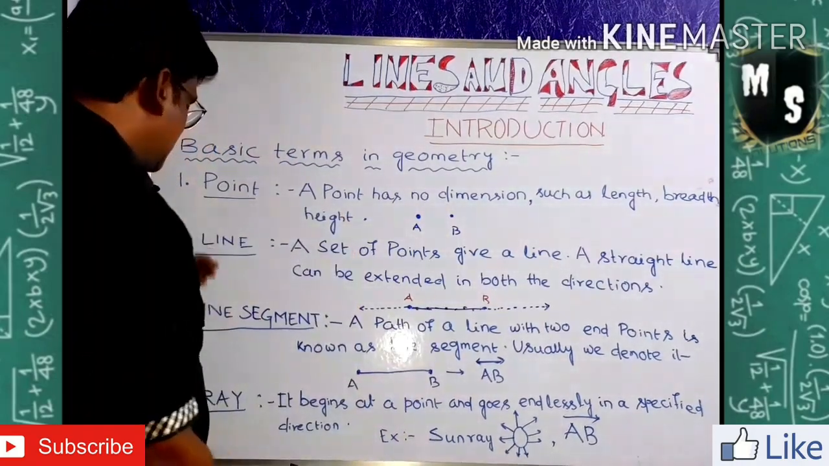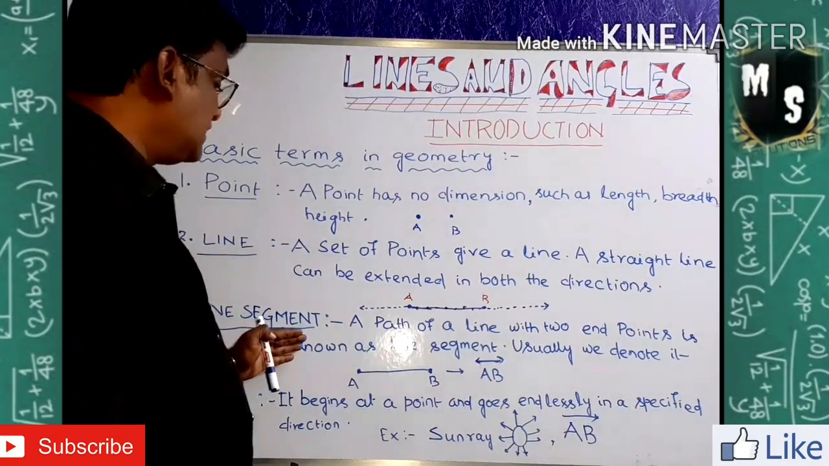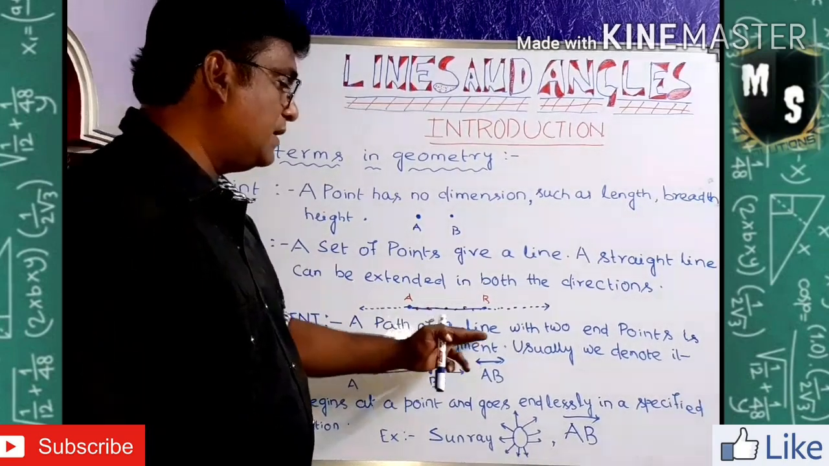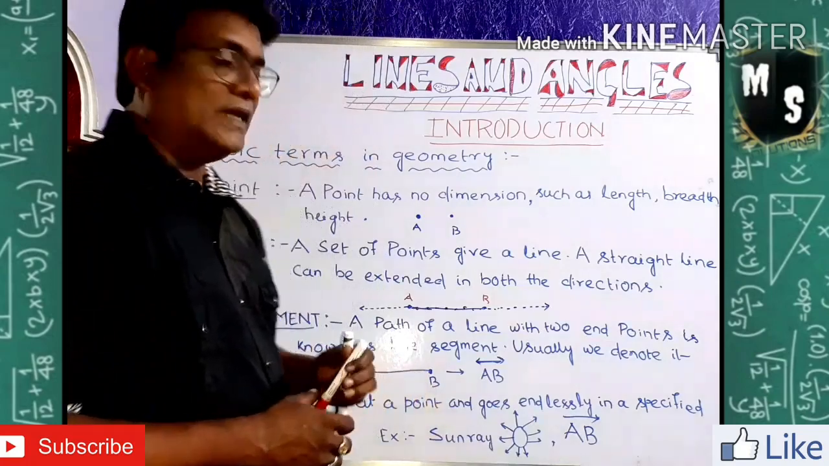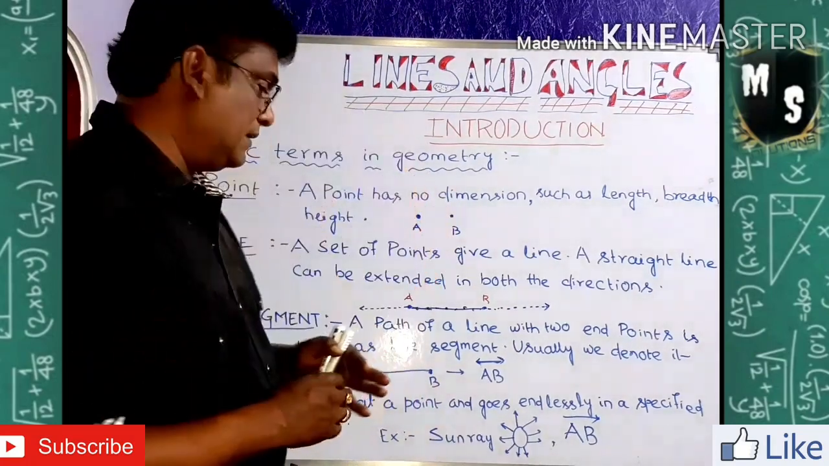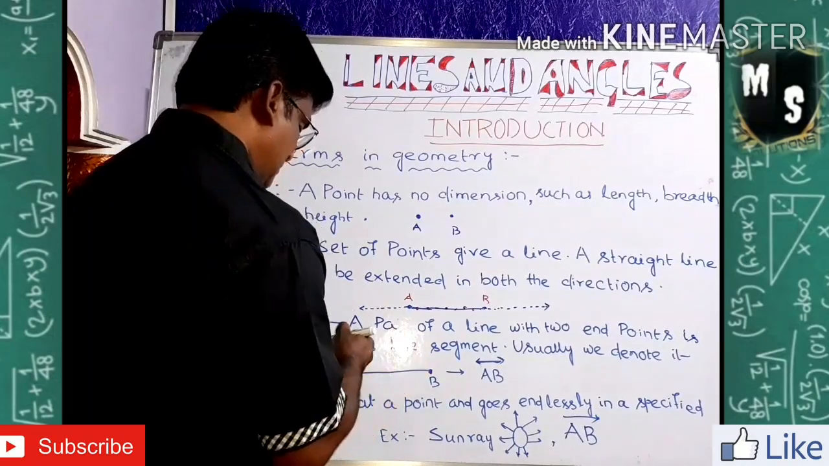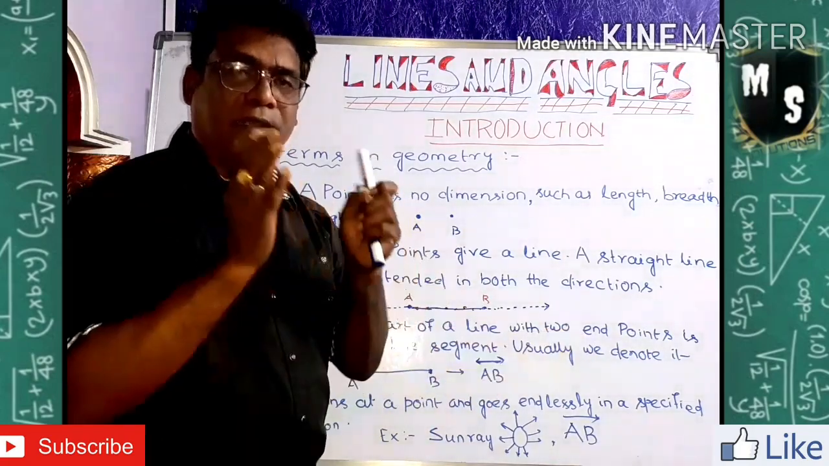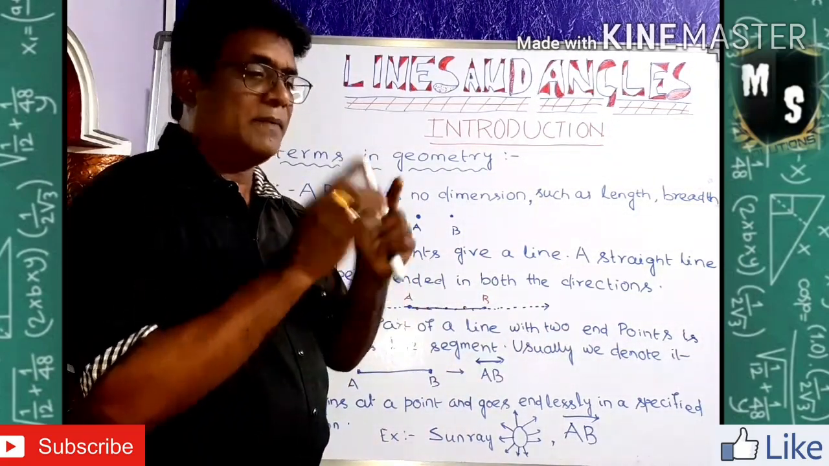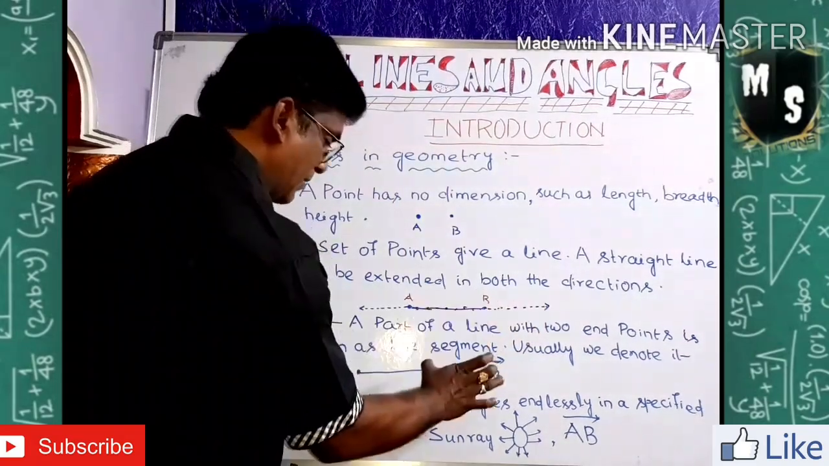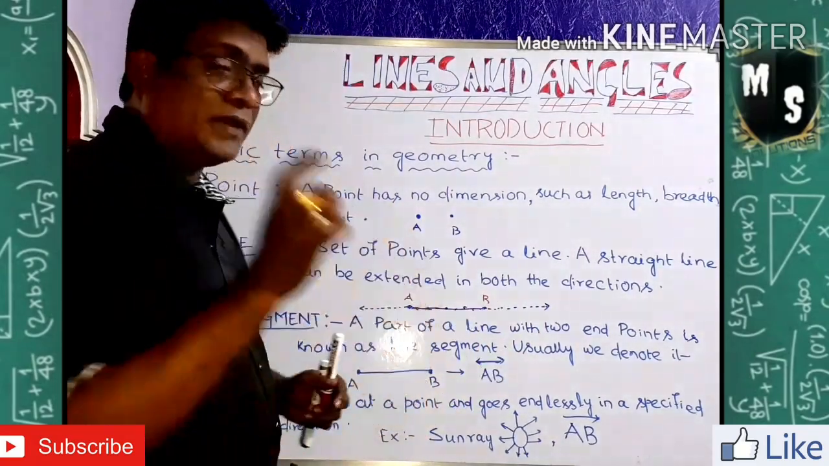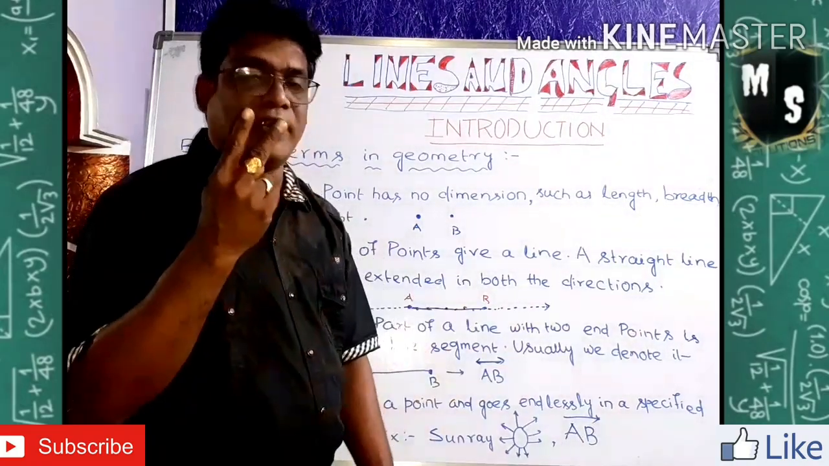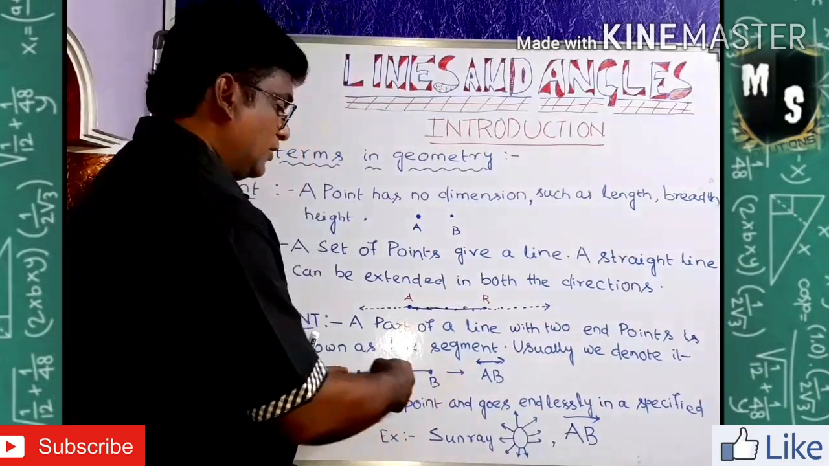I hope you understood. Next, come to the line segment. What is a line segment? A part of a line with 2 endpoints. That means a line segment is a part of a line. If it is a line, I will take a part. Look, I took a part. So that has a fixed measurement. The part of a line has 2 endpoints, and it cannot be extended in both directions.